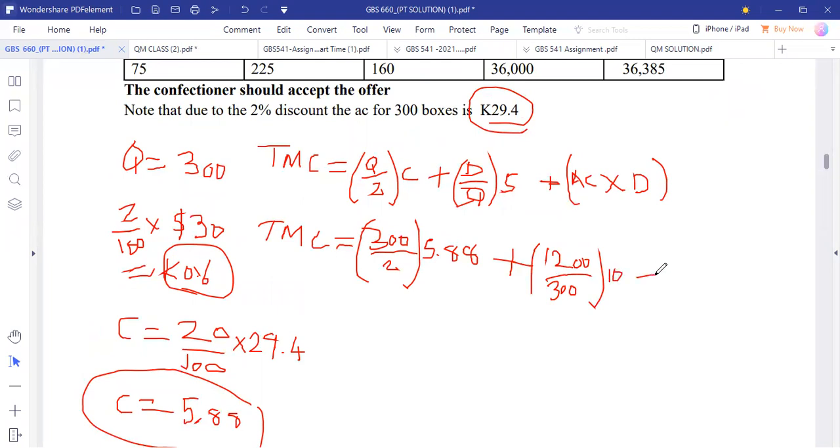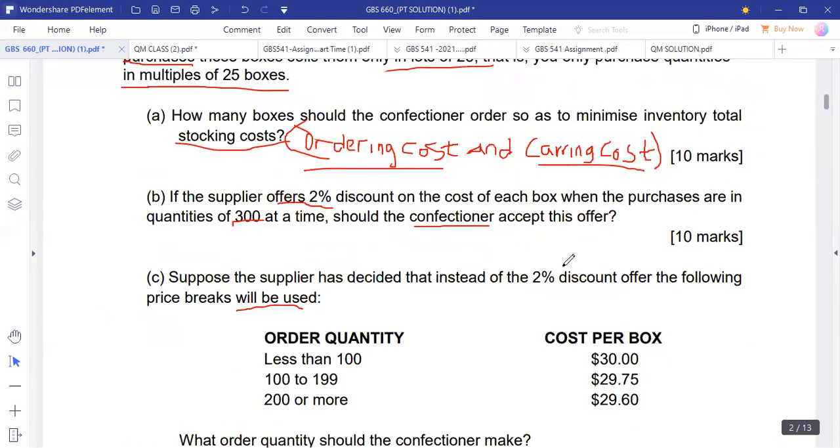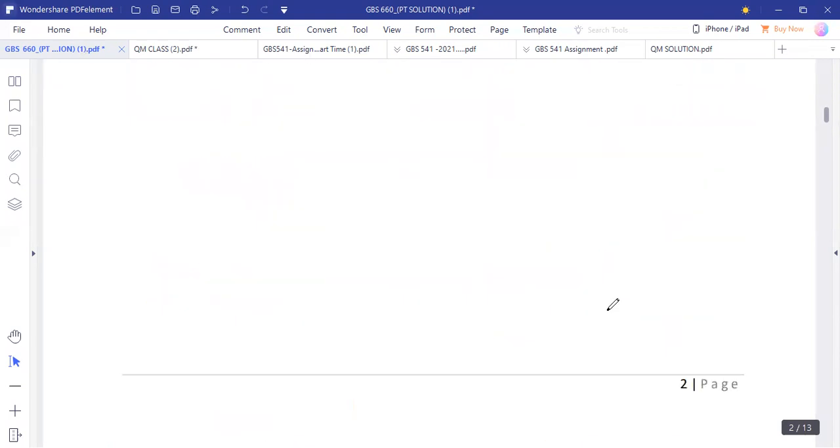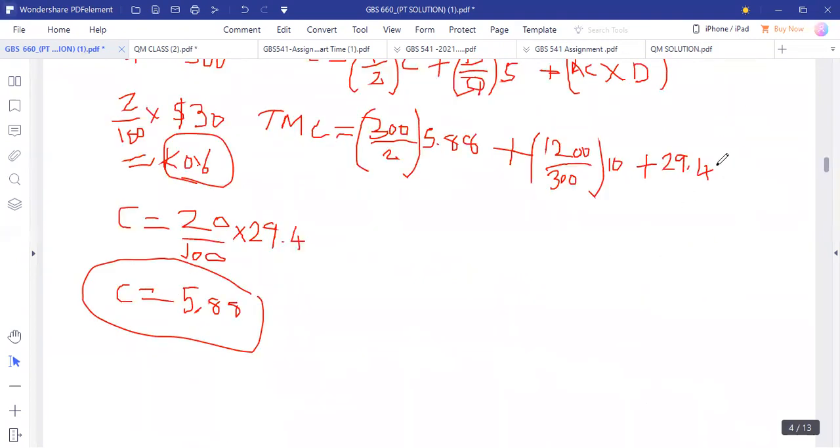Then plus the acquisition cost per unit, which is now $29.4. You remove a quarter there. It is supposed to be in dollars. This question was in dollars, so everything else is supposed to be in dollars, because that's what the examiner had indicated in the question. Okay, then multiply by our annual demand of 1,200.